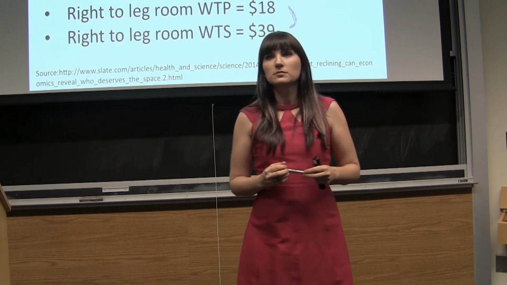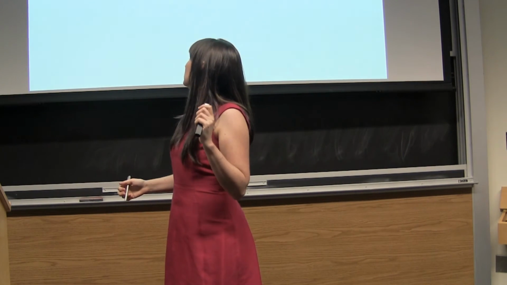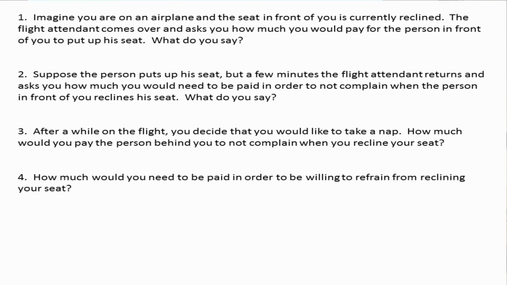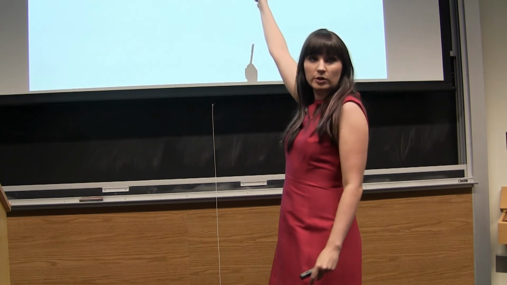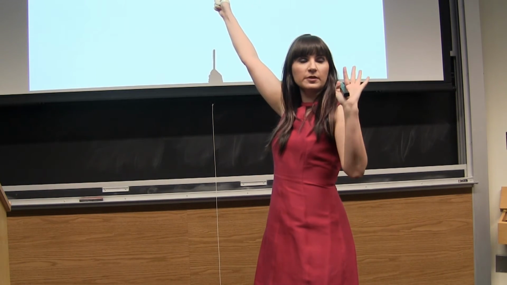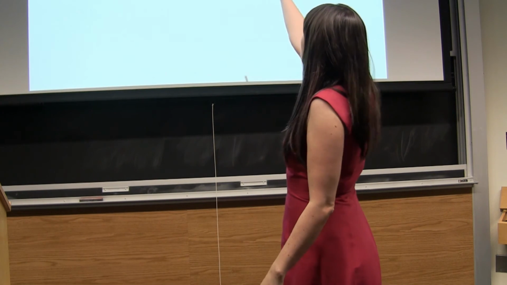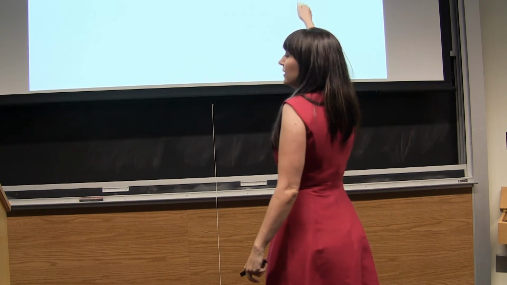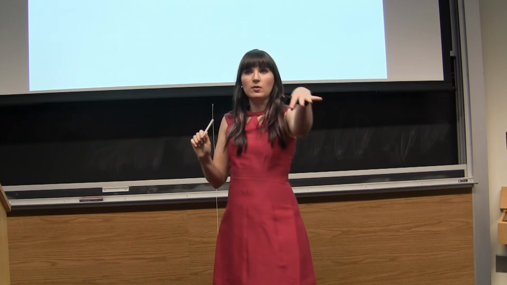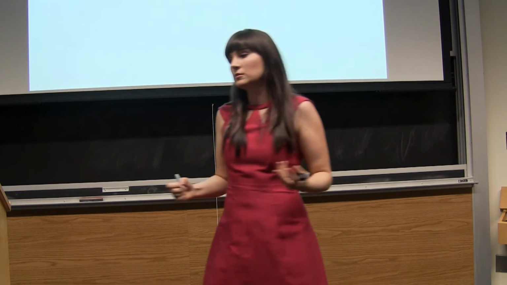Can I see the questions again? So here are your questions. We can think about lining these up with the numbers given on the next slide, right? So the first one, the seat in front of you is currently reclined. So your reference point is you're living in a world where the seat in front of you is back. And it says, all right, how much would you pay to make that seat go up? Meaning, how much would you pay for your legroom? So this one would be the willingness to pay for legroom.